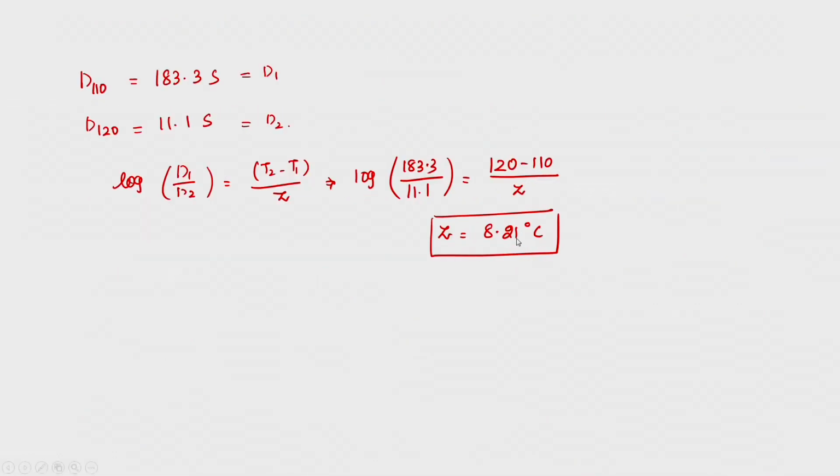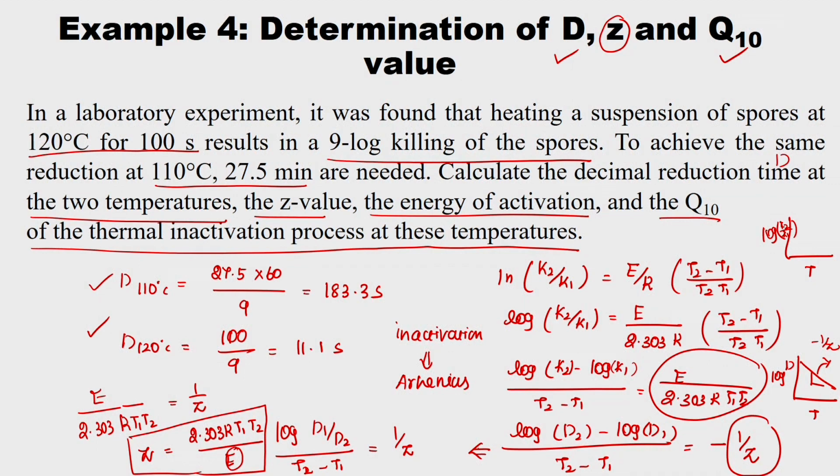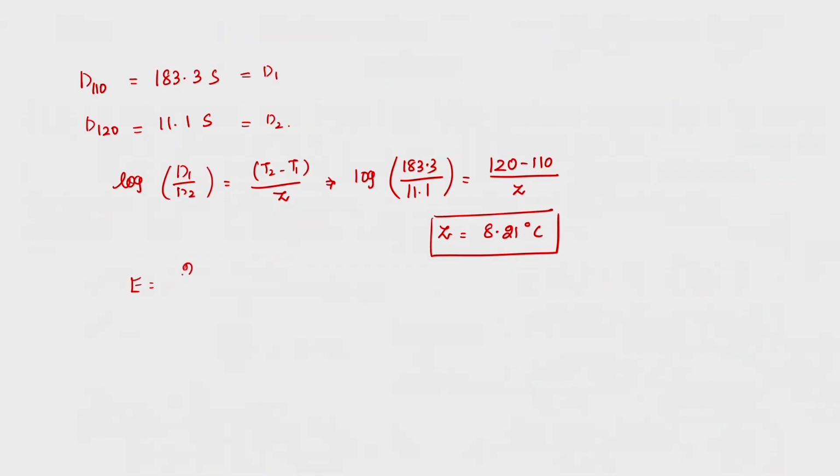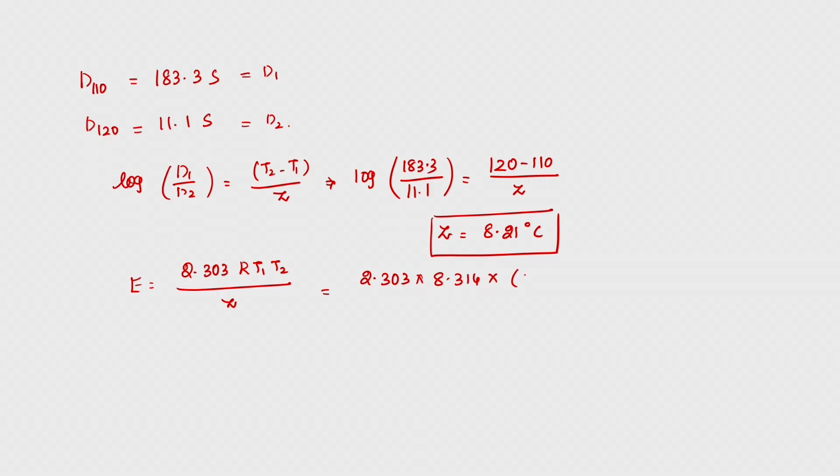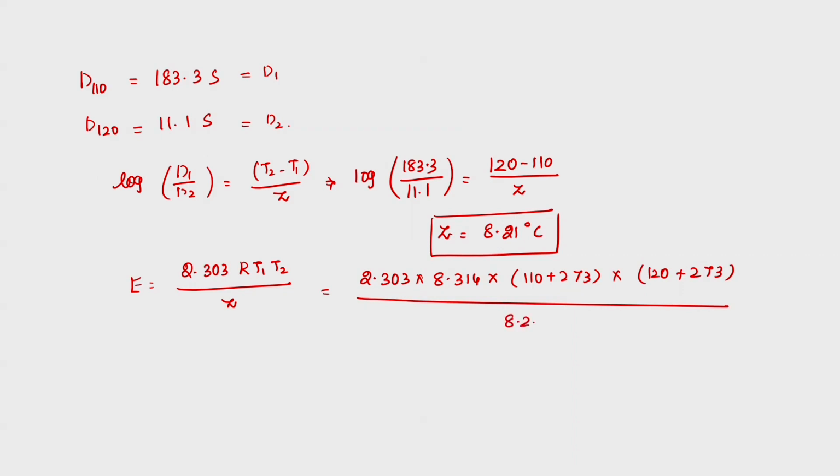The other way would be how I will calculate my activation energy from the Z value given. So from this, what is my E? E is nothing but 2.303 R T1 T2 divided by Z. So R is 8.314 kilojoules per kilomole Kelvin, into T1, T2. Remember, you need to substitute these in terms of Kelvin, right: 273 plus 110 into 120 plus 273, divided by 8.21.